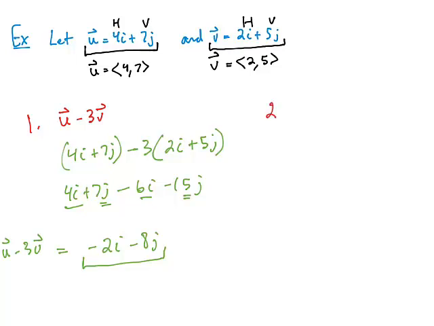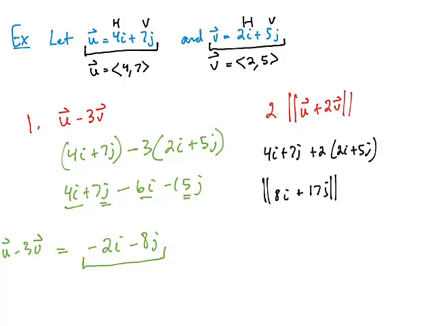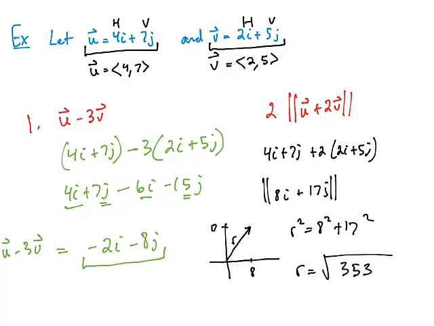And then the second one here, we want the magnitude of u plus 2v. We end up with 8i plus 17j. And then for the magnitude, again, it's like 8 in the horizontal, 17 in the vertical. So we want to know how long that vector is. We're going to say r squared is equal to 8 squared plus 17 squared. Solving for r, we end up with r is the square root of 353.